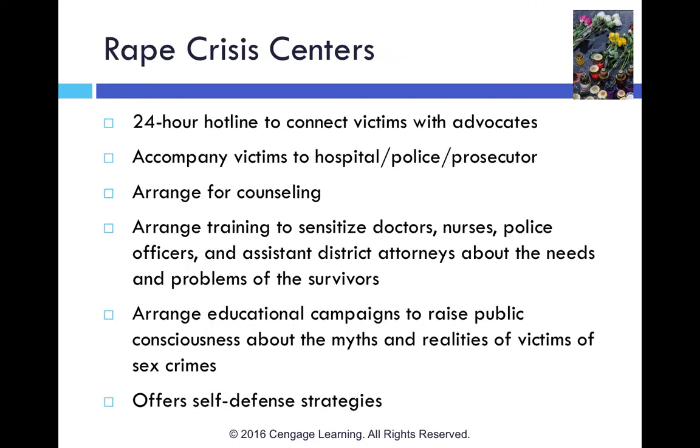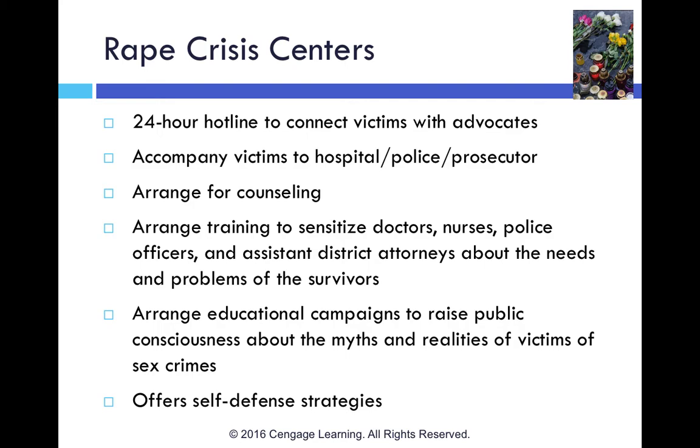As I mentioned, there are rape crisis centers. Boston has the second oldest rape crisis center. They're beaten only by, I think, a week or a day by Washington, D.C. Boston has one that has a 24-hour hotline. It helps connect victims with advocates. It's a place to call if you're really struggling. As I mentioned, medical advocacy allows a victim to be accompanied to the hospital.